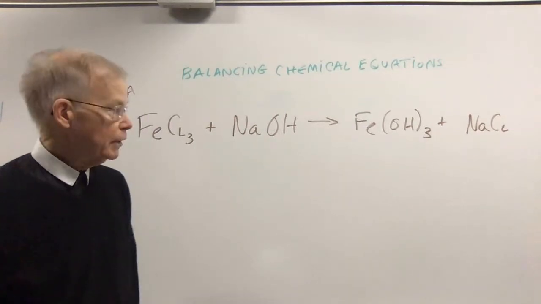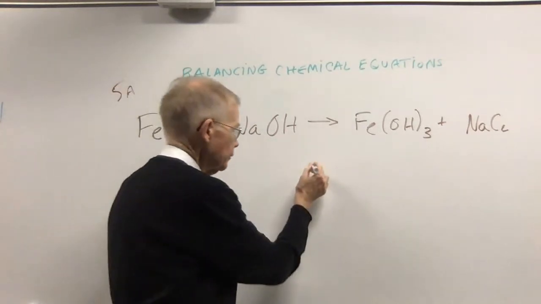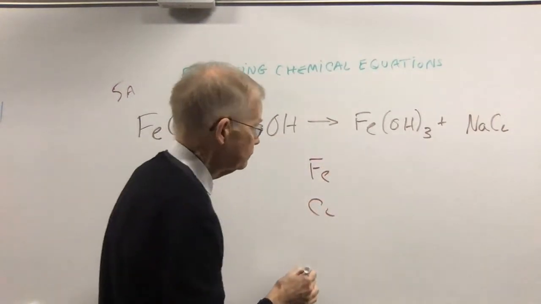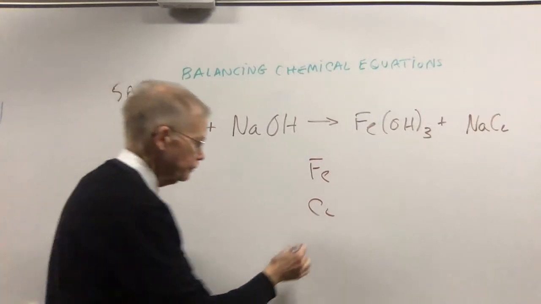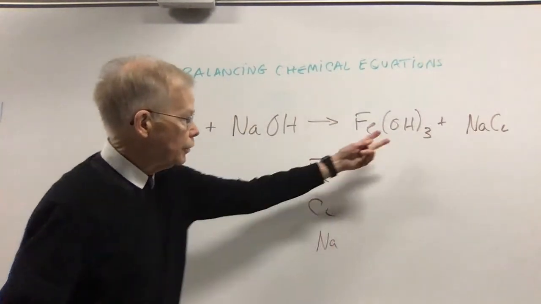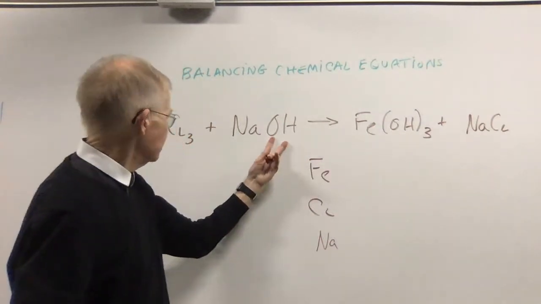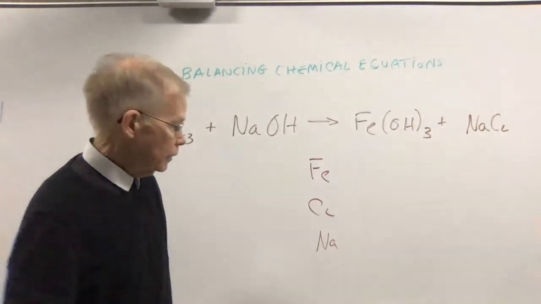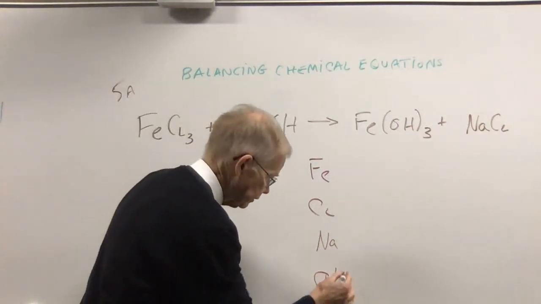I'm going to start off by listing my atoms: iron, chlorine, sodium, and then I notice there's an OH here, an OH here. They're not separated, so I'm going to treat those as a polyatomic ion and just list OH. Save myself some time.